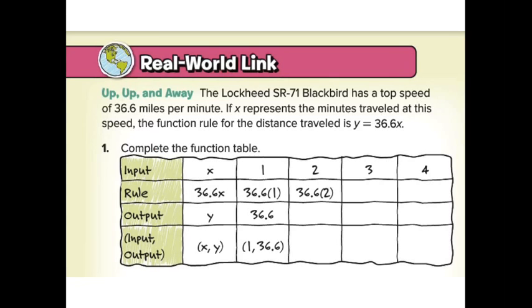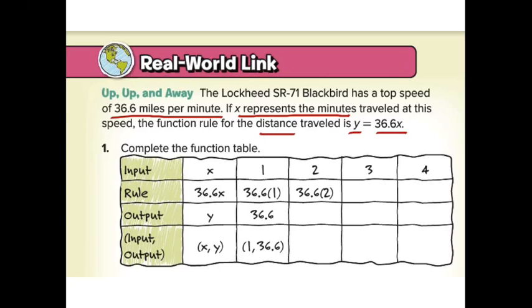Okay, let's look at our first situation. They hit you with a big one here, but we're just going to take it step by step. It's a real-world link. You're going to want to look at your worksheet for this. The Lockheed SR-71 Blackbird, that's a plane, has a top speed of 36.6 miles per minute. If x represents the minutes traveled at this speed, the function rule for the distance traveled is y equals 36.6x.